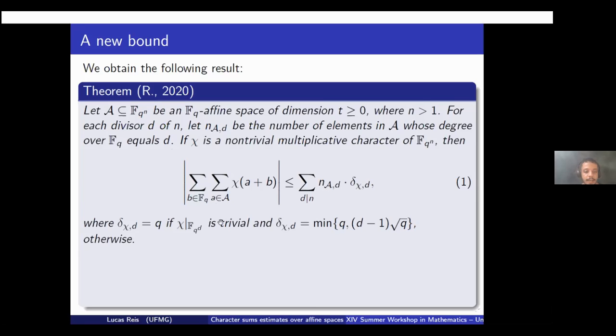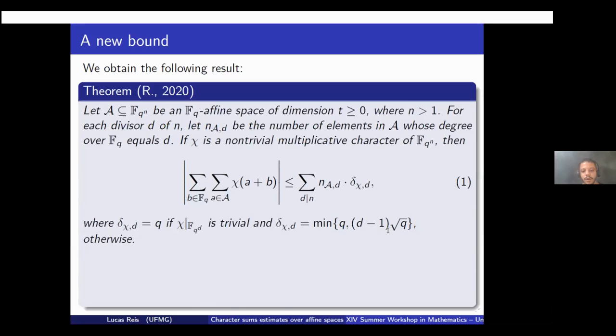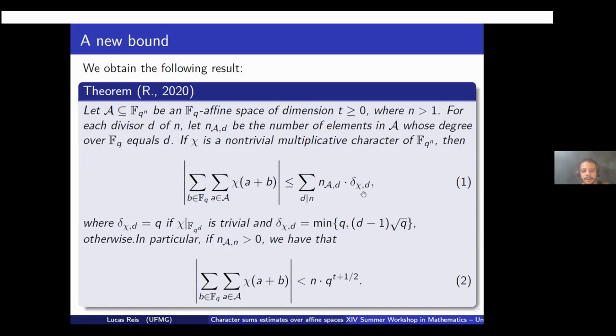And delta chi d will be Q if the restriction of the character FQ to Q is trivial. Otherwise, we have this other function, right? And so this is just a straightforward application. I just employ Katz's bound whenever it's possible. And so this is not actually the first equation. But the second inequality is very interesting.